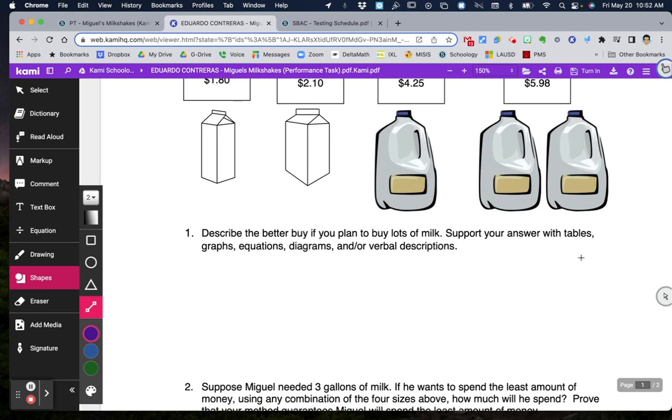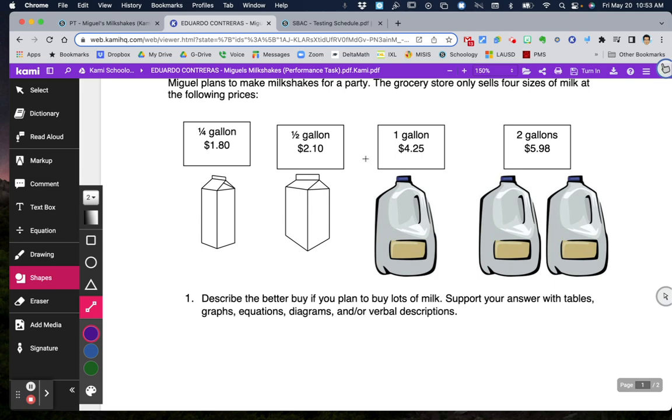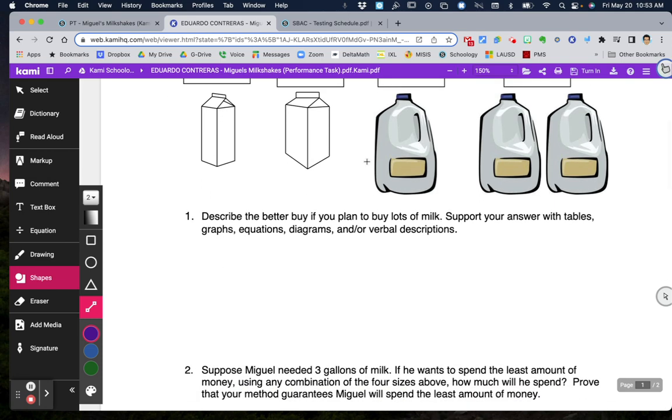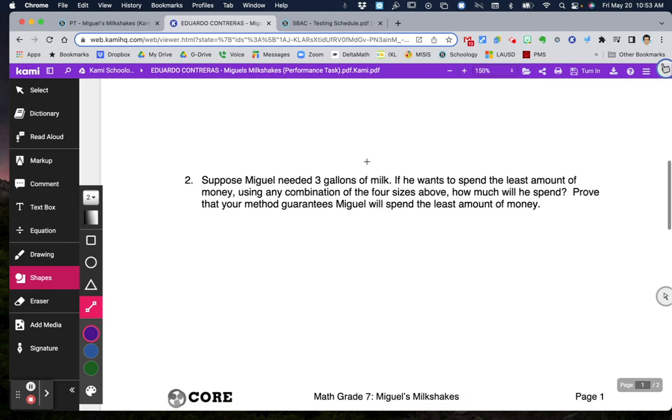So the first task is describe the better buy if you plan to buy lots of milk. Support your answer with tables, graphs, equations, diagrams, and/or verbal descriptions. So which is the better buy out of all of these? And you would support it with some math, basically.